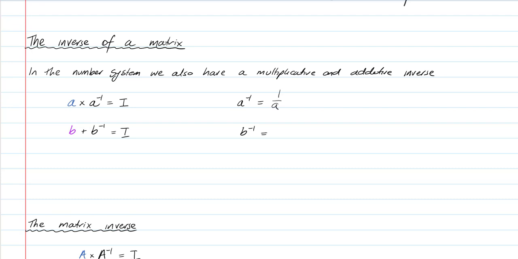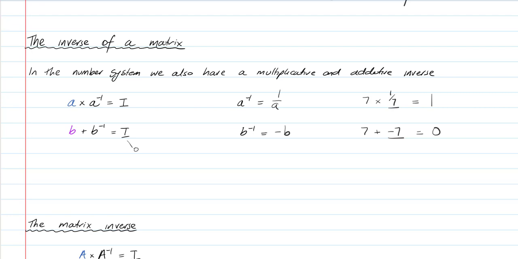That might seem a bit silly now, but if we do 7 times what equals that identity for multiplication, which is 1, we'll do 7 times 1 over 7. That gets us to 1. And what do we add to B in order to get back to I? Keeping in mind that in this case, I is 0, it's the additive identity. B inverse will be equal to negative B. So if we had 7 plus what is equal to 0, well, that would be negative 7.